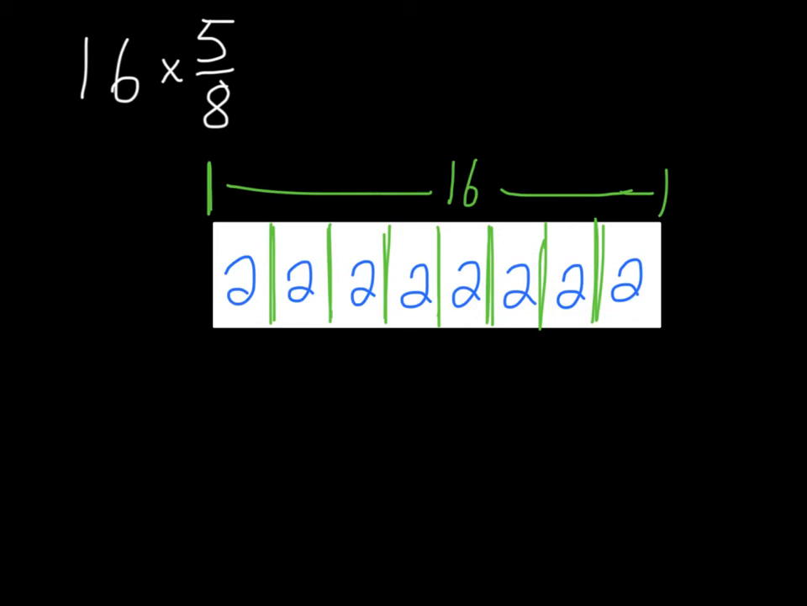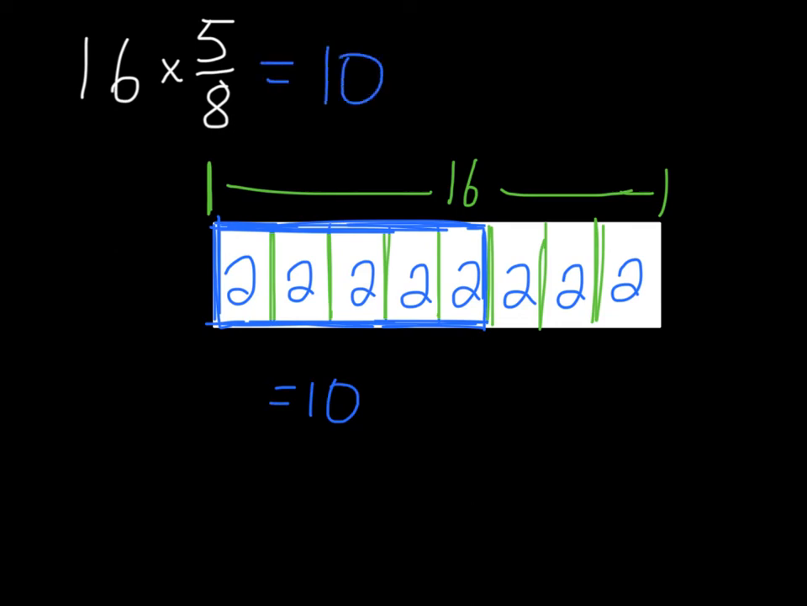And then I look at what the problem is asking me to find. Well, it wants 5 of those 8 pieces. So I group off 5 of the pieces together. And look at what that contains. Well, in this case, there's 5 2s in there. So 2 plus 2 plus 2 plus 2 plus 2 is equal to 10. 5/8 times 16 is equal to 10.